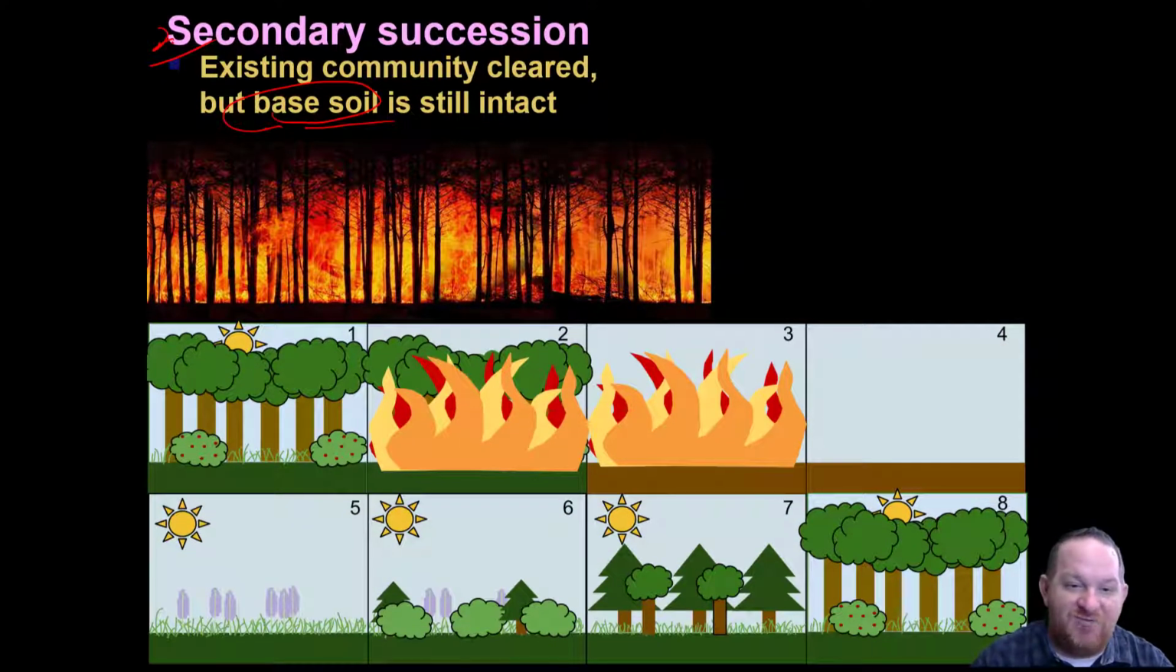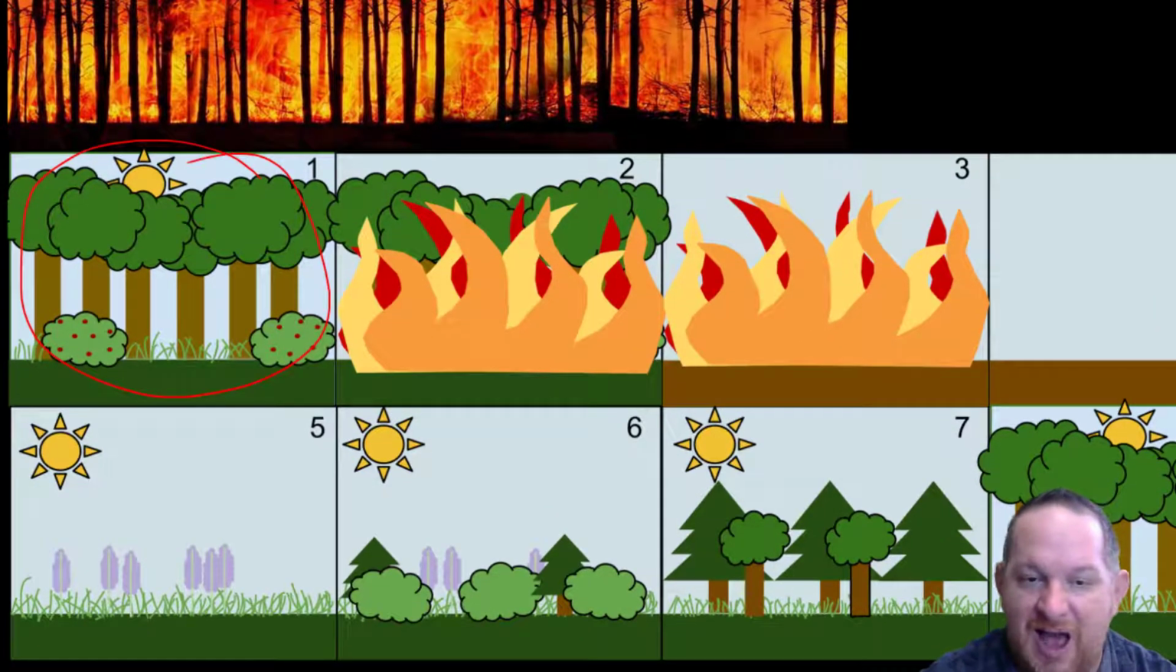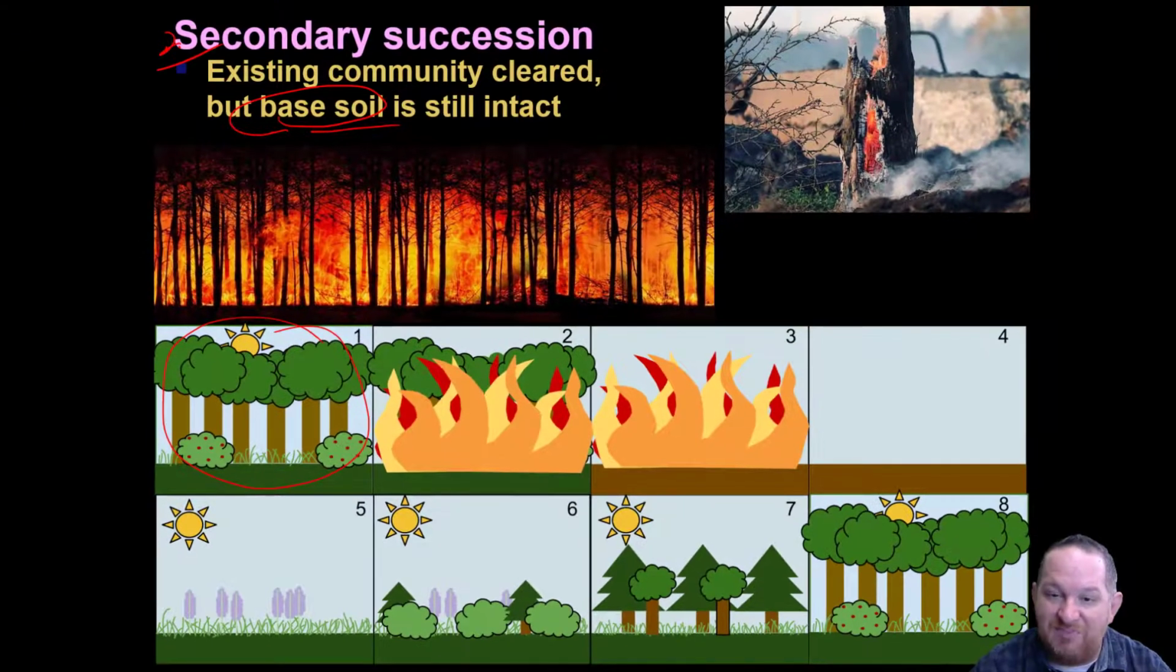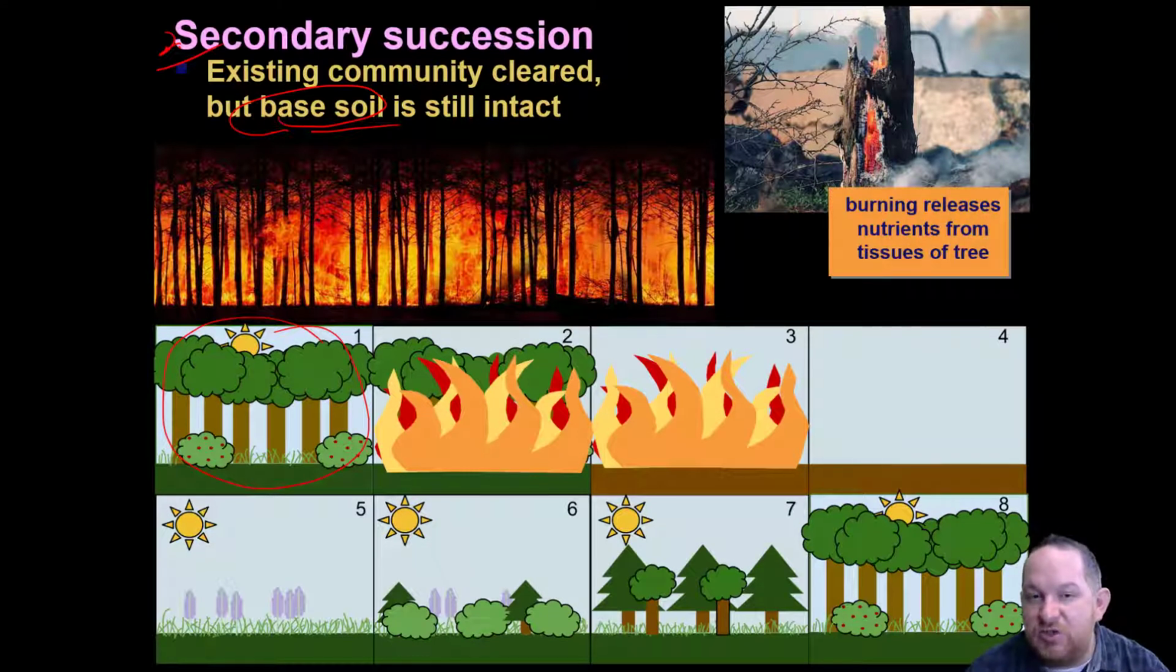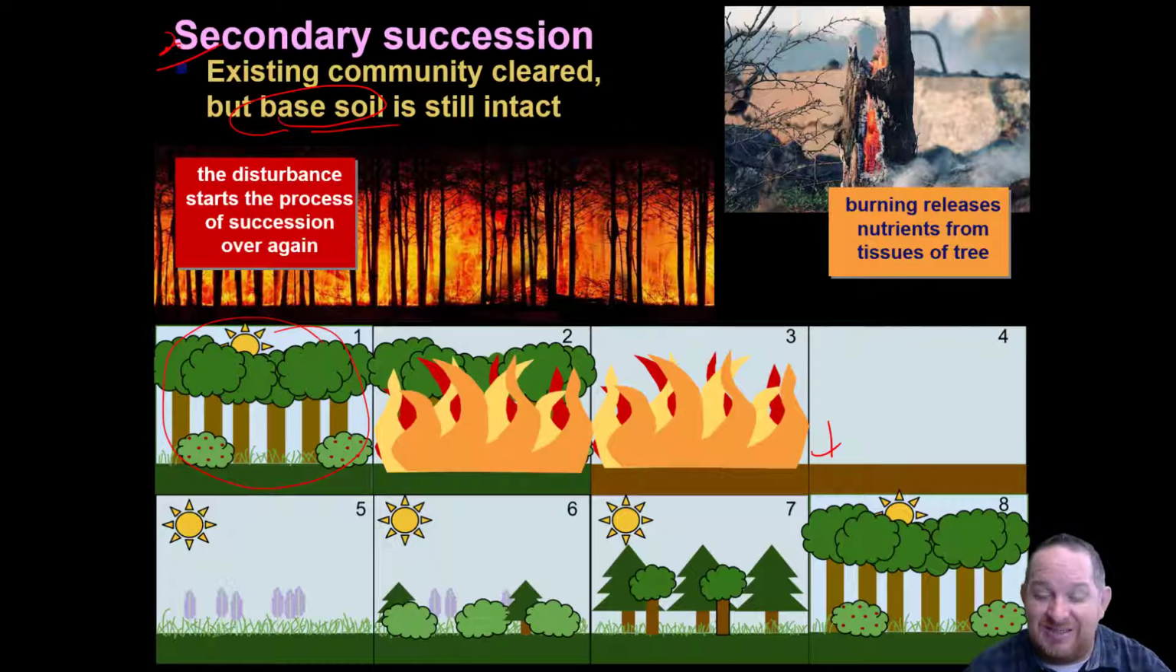All right, so let's say we start here with a nice climax community. Everything's going well there. Then there's a fire. That fire wipes out the community, but the other thing that it does is it actually releases nutrients that had been stored in these trees for years, right? So you have all of these nutrients that are stored within the life itself. What a fire does is it actually restores a lot of that back to the soil. And so that disturbance, like a fire, starts the whole process of succession over again.